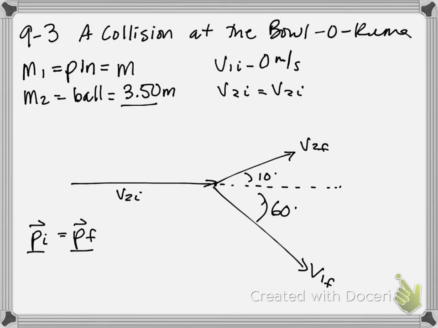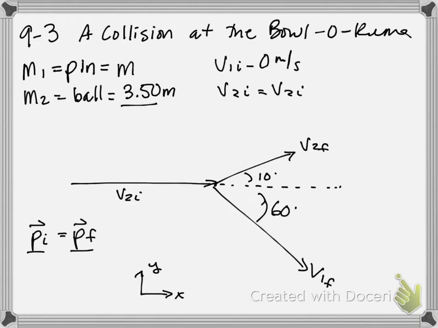So for momentum in the x direction, okay, initially the ball is moving in what we'll call the positive x direction. Let's call that positive x and that's positive y. So my initial momentum in the x direction is just m2 v2i. The ball is only moving in the x direction, so we can just write it that way. Now, after the collision, we have a little bit more to do here, because our pin, which is v1, or object 1, is moving this way, and our ball is moving this way.